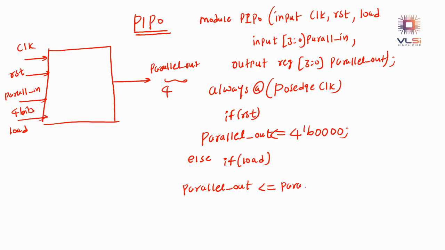Here, at a time I am inserting 4 bits of data, and in the same clock cycle I am taking out the 4 bits of data. If load equal to 1, you are taking out the 4 bits of data at the parallel out. So like this we can do the SISO, SIPO, PISO, PIPO: serial in serial out, serial in parallel out, parallel in serial out, and parallel in parallel out. Hope you understood. Okay, thank you.